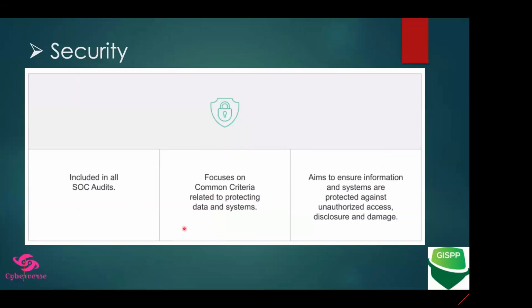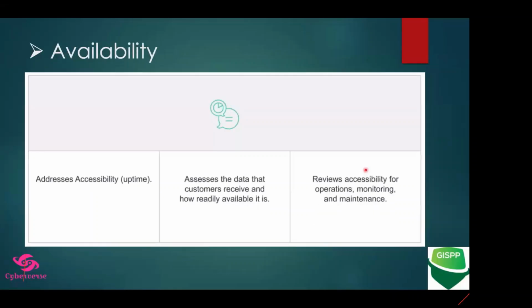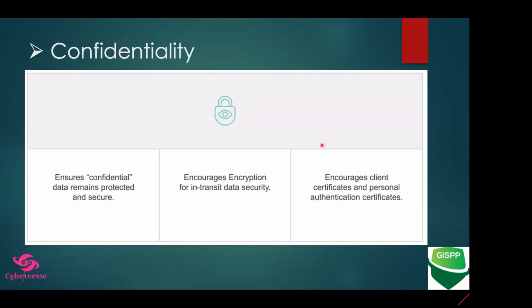It focuses on common criteria and it aims to ensure information and systems are protected against unauthorized access, disclosure, or damages. Availability, of course, talks about the uptime and downtime, etc. This is where, as I said, we have business continuity plans and disaster recovery plans. Basically, you need to make sure your systems are available. So if you are a cloud services provider, if you work in data centers, etc., of course, availability is of prime importance.